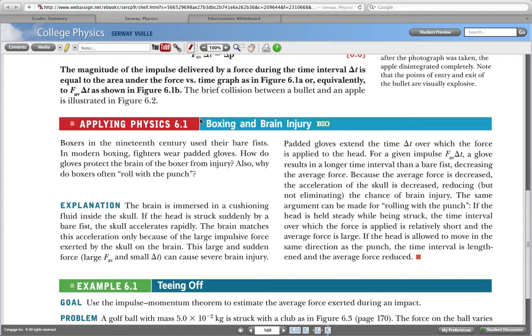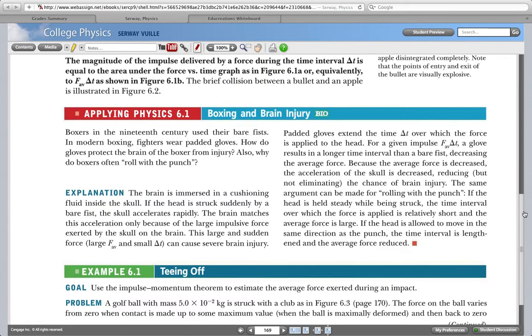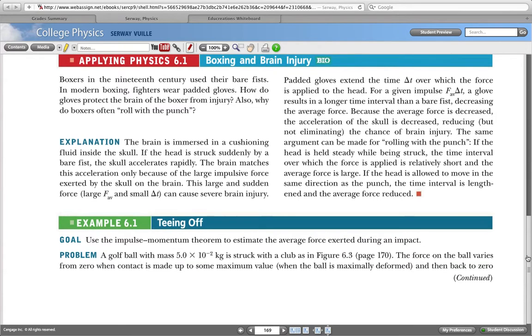So, here's a great example of impulse. We have a golfer teeing off, right? He's not teed off, he's just teeing off. So we want to use this impulse momentum theory. Remember that impulse is equal to force times delta T equals the change in momentum. So what do we got? We've got a golf ball, has this mass of 5 times 10 to the minus 2 kilograms. So we have the mass.